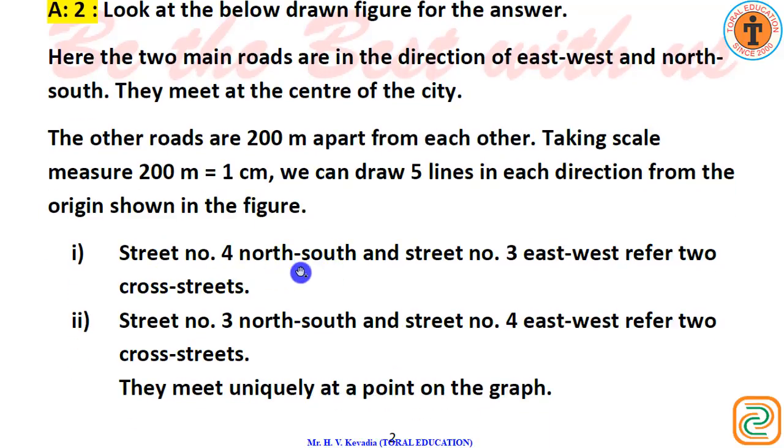Street number 4 north-south and street number 3 east-west refer to a cross street. And street number 3 north-south and street number 4 east-west refer to a cross street. Both refer to cross streets. They meet uniquely at a point on the graph.